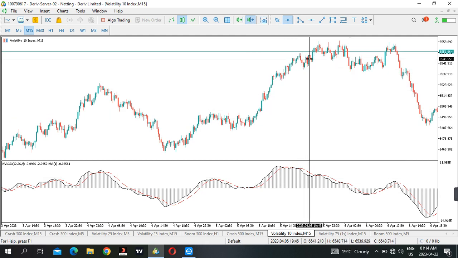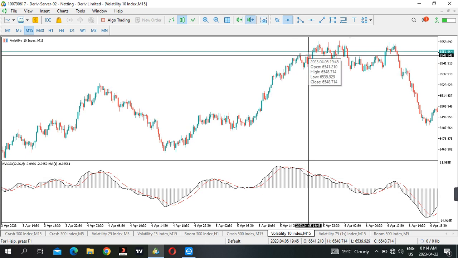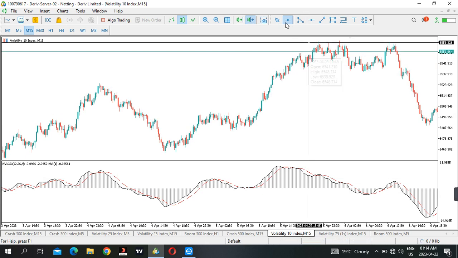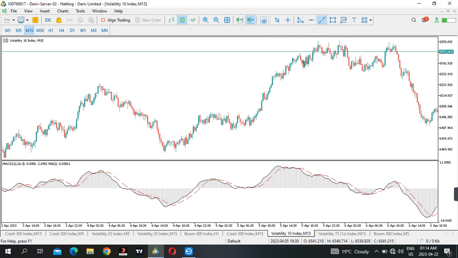When you're using the MACD, you also have to note divergence. As you can see, we've got divergence over here.